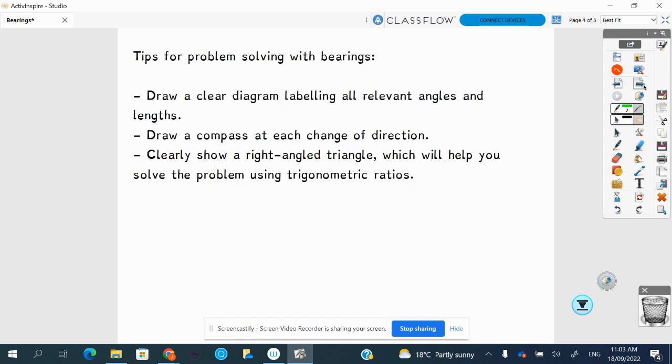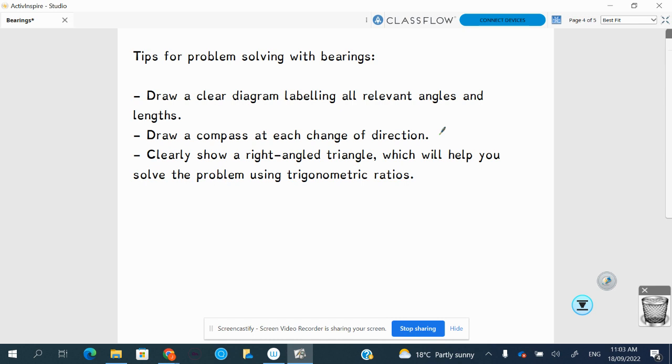Here are just a couple of tips for solving problems with bearings. First, you need to draw a clear diagram labeling all relevant angles and lengths provided in the question. Then you need to draw a compass at each change of direction, as I did in the previous example. And you need to clearly show a right angle triangle, which will help you solve the problem using trigonometric ratios.